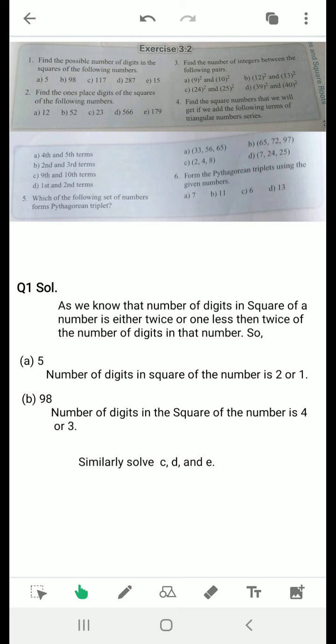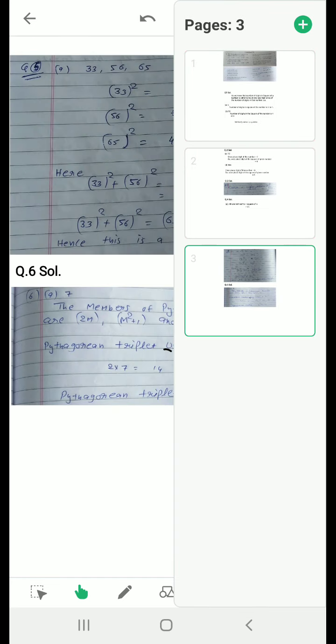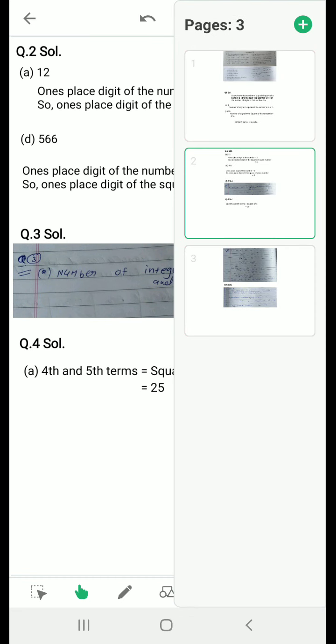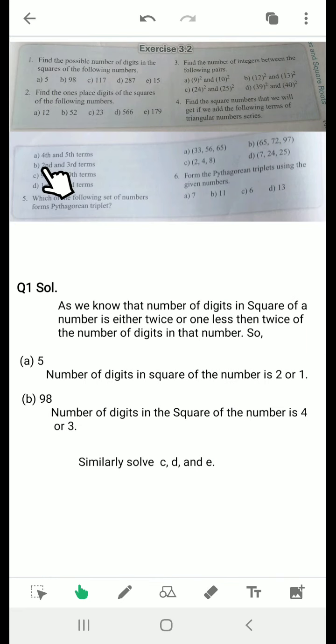So whenever we are adding two consecutive triangular numbers, then it will be the square of the larger number. Okay, so if we are adding the fourth and fifth terms, then it will be the square of 5, that is 25. In 4 and 5, which is larger? 5. So it will be the square of 5, that is 25. And if you add the second and third terms, then it will be the square of 3, that is 9. If we add the 9th and 10th terms, then it will be the square of 10, that is 100.